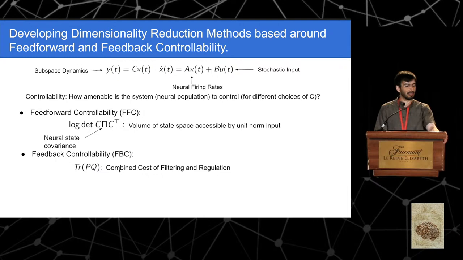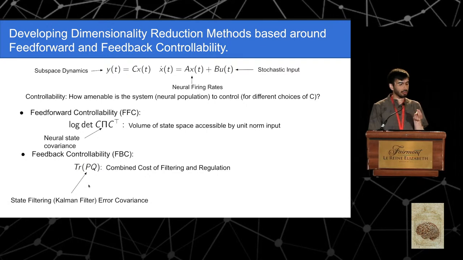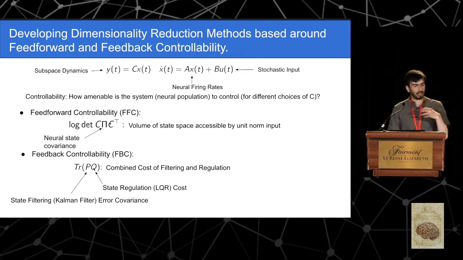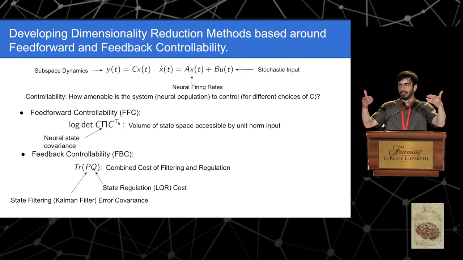And so here P is the state filtering or Kalman filter error covariance associated with estimation of this x of t given observations y of t. And Q here is the state regulation cost Gramian, associated with linear quadratic regulation. It's a standard feedback controller of regulation of x of t, again, given observations y of t. And there's a well motivated theoretical reason for thinking about the trace of the product of these two quantities. I'm happy to talk about that in more detail offline. But the point is we're going to use each of these objective functions as the basis of a dimensionality reduction method. So we're going to essentially optimize this C matrix in order to, in one case, maximize this quantity, and in the other case, to minimize this quantity.